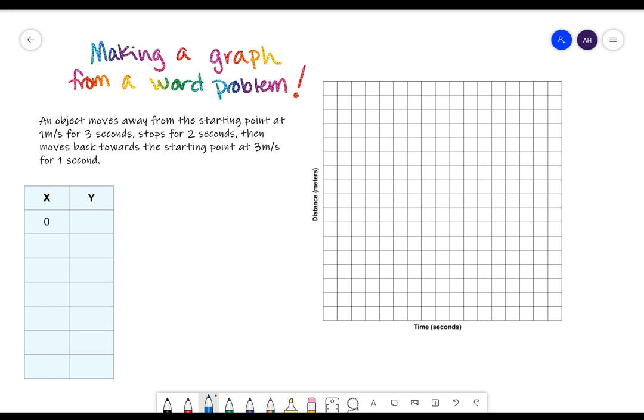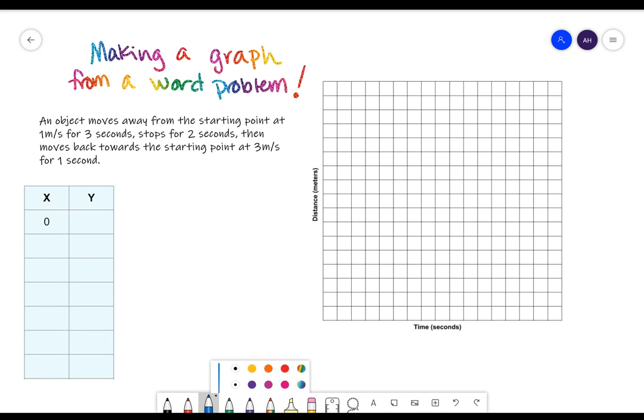Alright guys, this video is going to show you how to make a graph from a word problem. So first things first, let's go ahead and read our word problem. It says an object moves away from the starting point at 1 meter per second for 3 seconds, stops for 2 seconds, then moves back towards the starting point at 3 meters per second for 1 second.